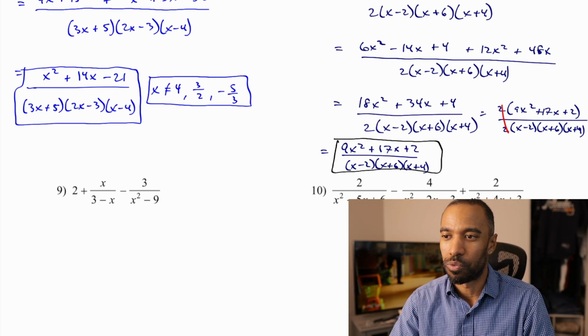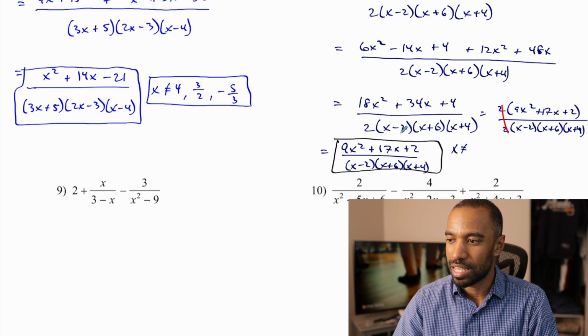All right, so that's the final answer there. Restrictions are that x could not equal 2, negative 6, or negative 4.